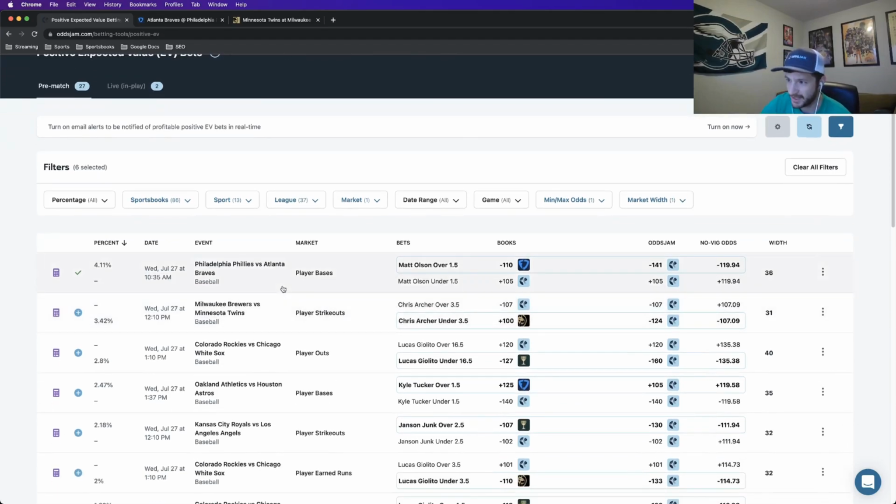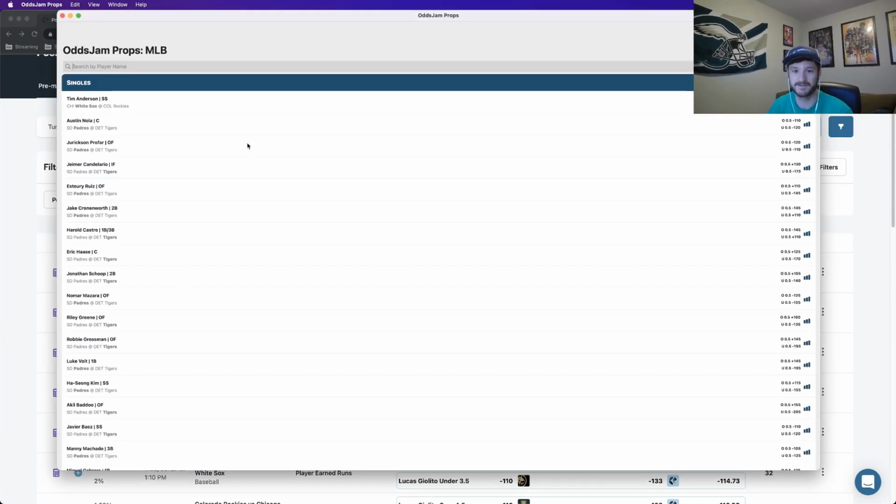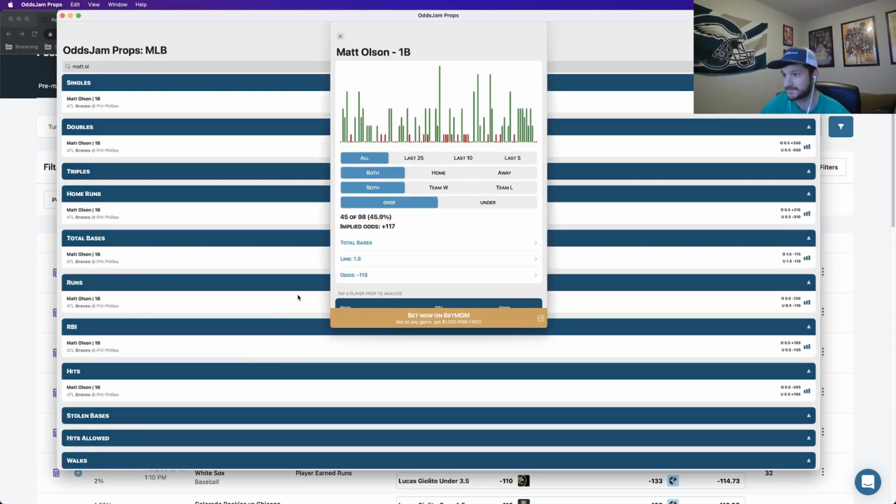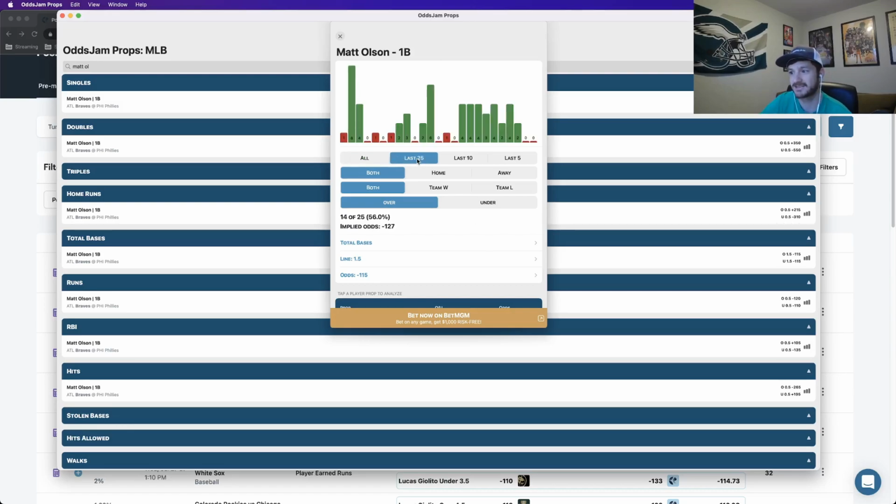The next play, the last thing that I like about this Matt Olson one that I forgot to talk about is obviously the OddsJam app. I confirmed with the OddsJam app. So if you type in his name, Matt Olson, let's just see how he's performing recently. On the season, 45 of 98, so not terrible, 45% over 1.5 total bases. But let's look at his last 25, 14 of 25.